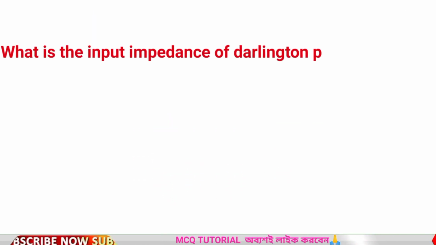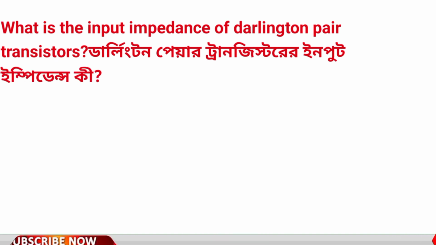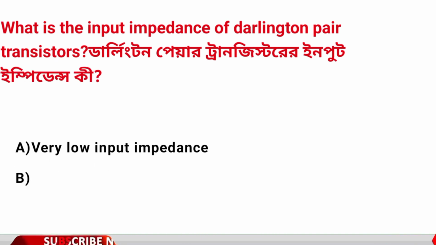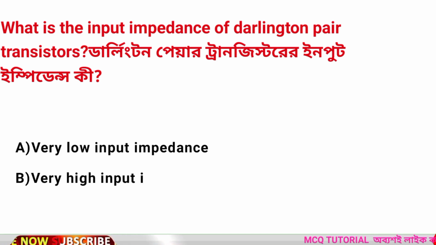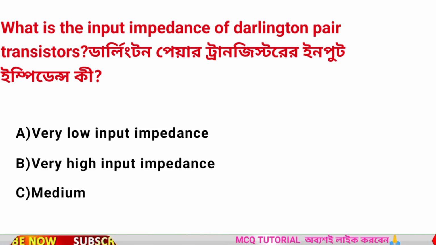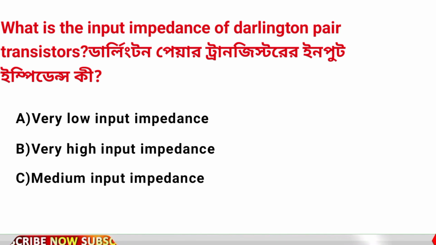What is the input impedance of Darlington pair transistors? Option A, very low input impedance. Option B, very high input impedance. Option C, medium input impedance. Option D, unity.